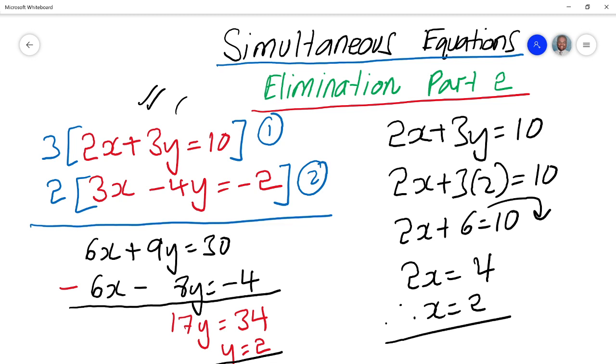Let's look at equation 2. 3x minus 4y equals negative 2. So let's put 3 times 2 is 6, minus 4 times 2 is 8, and 6 minus 8 is negative 2. So therefore, my equation balances.